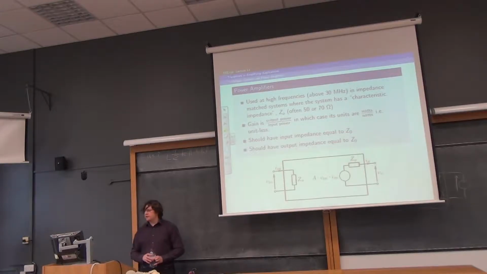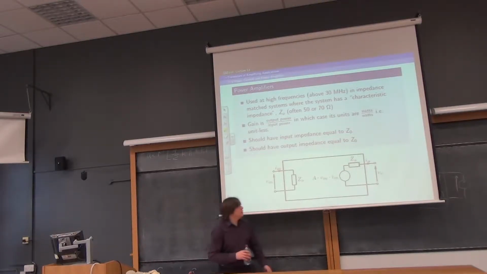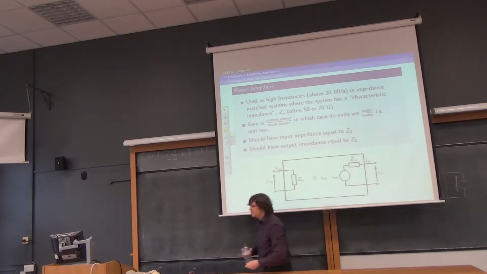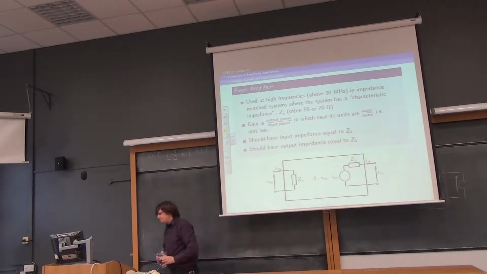And it should have output impedance equal to Z0 as well. And the reason is if there's an impedance mismatch between the output impedance and whatever comes here, there will be more reflections. Reflections everywhere means poor power transfer.